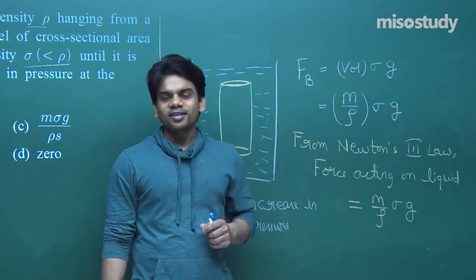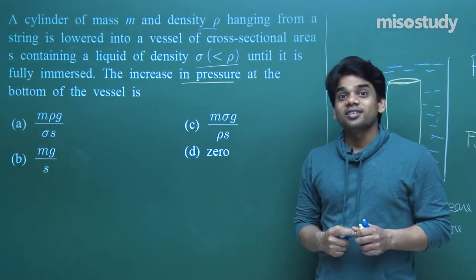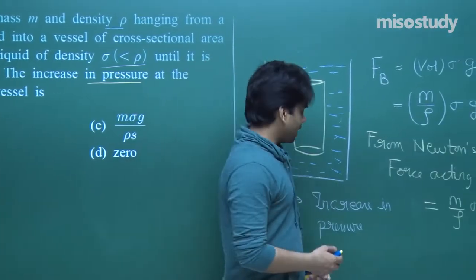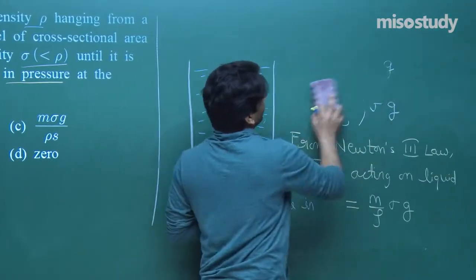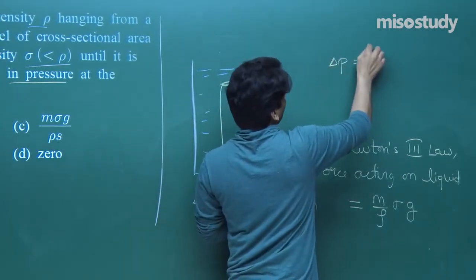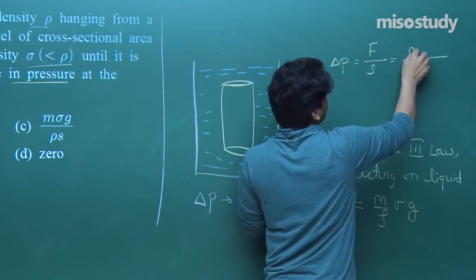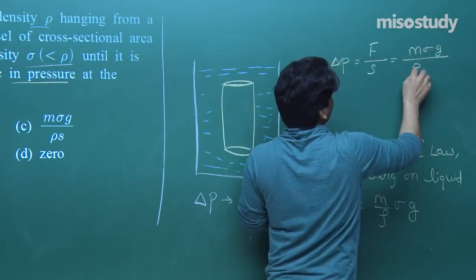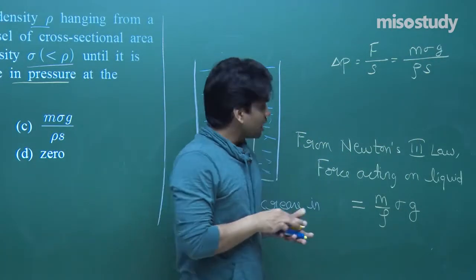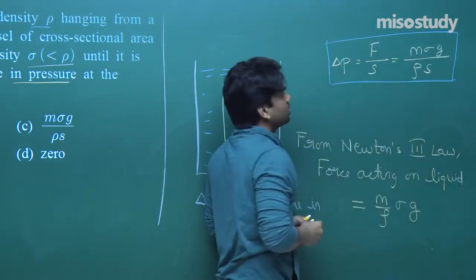So we got the force. Now the increase in pressure at the bottom of the vessel is the increase in force just divided by its area of cross section, that is S. So delta P is equal to force upon surface area, that is given as S. So m sigma G divided by rho into S. This is the answer, m sigma G by rho S. Let me encircle this part.